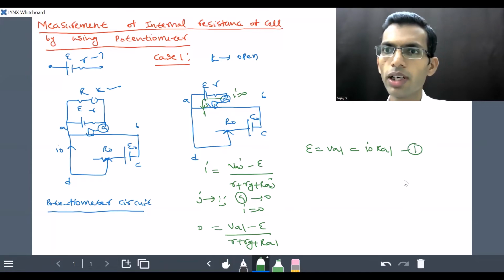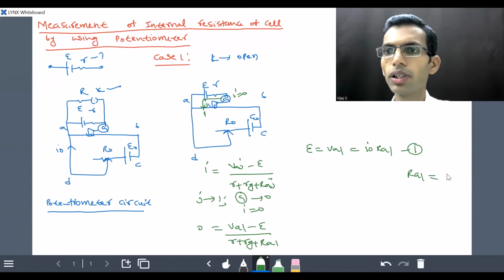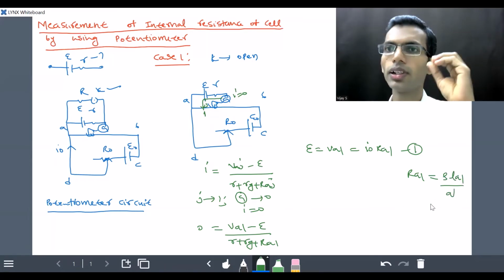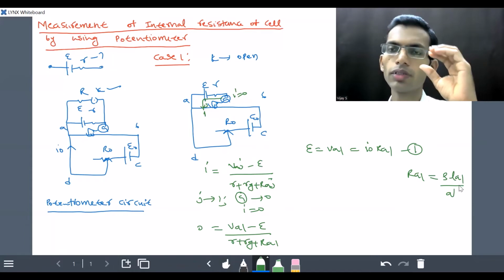But what is this RA1? Resistance of the wire between junction and moving contact position 1. That is given by rho LA1 by A dash. Rho is resistivity of the wire, LA1 is length of the wire between A and 1, and A dash is area of cross section.